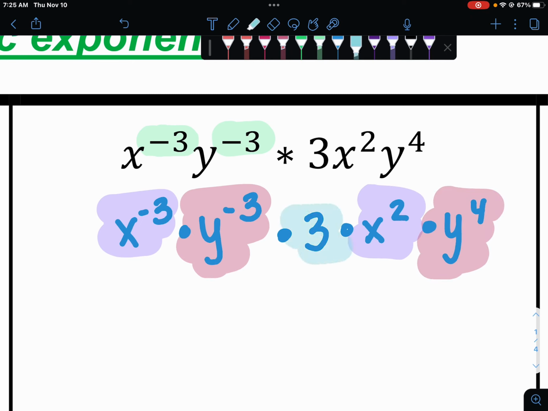And 3 is just by itself. Okay, so 3, then we have x to the negative 3 times x squared. So that's negative 3 plus 2.